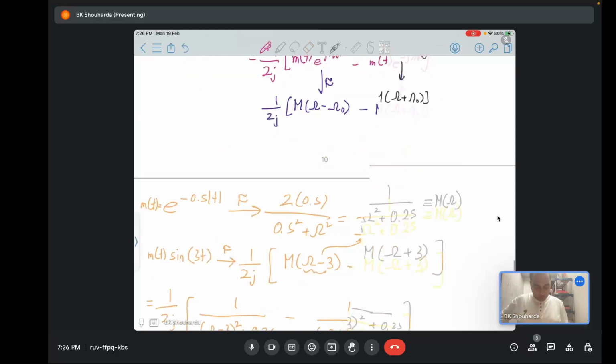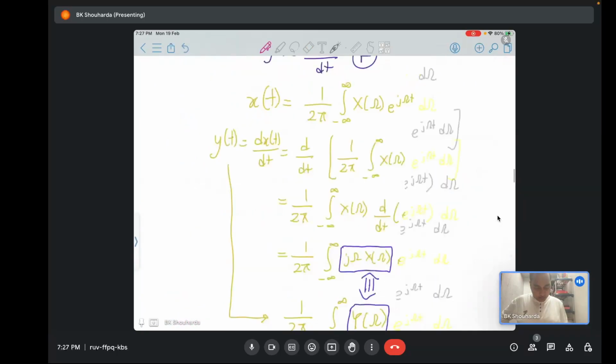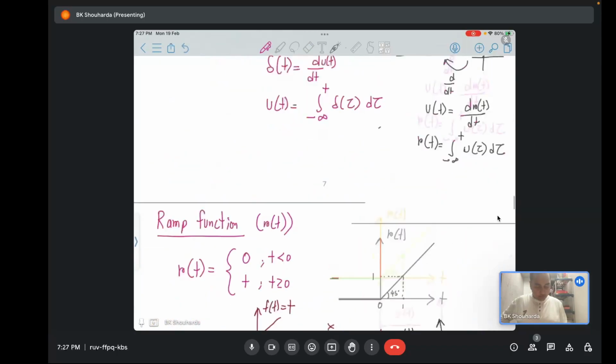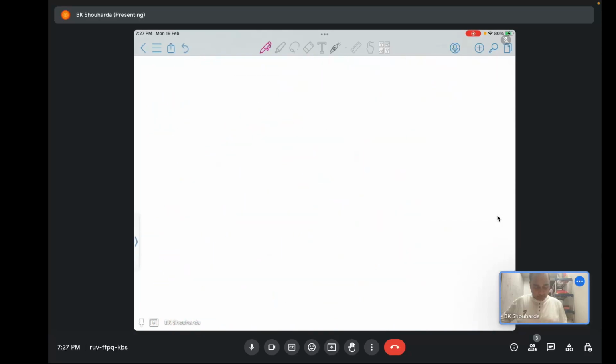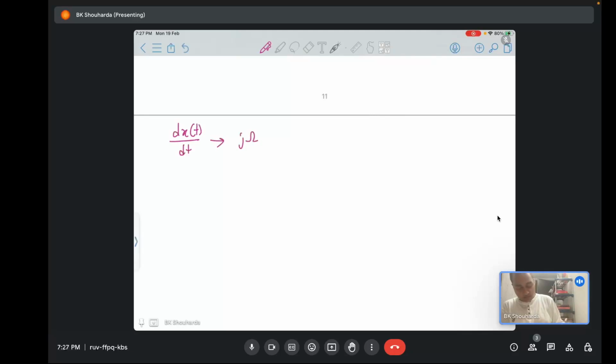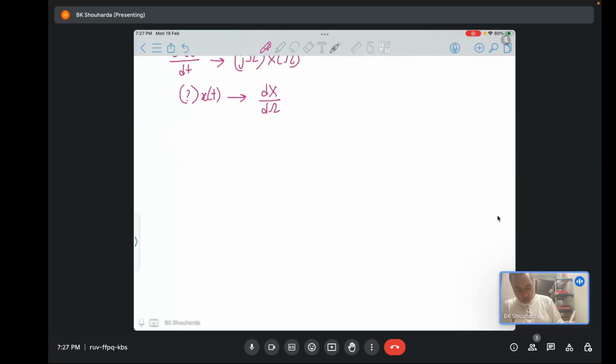Okay, so I hope you learned a lot in these sessions, and let me cover one more property and then I will close the class. The property is something like this. We just mentioned the derivative of x(t) leading to j omega X(omega). Now we go the other way around. What should be done on x(t) to give me dX by d omega? That means the derivative of the Fourier transform should be obtained. So how do we go about it?